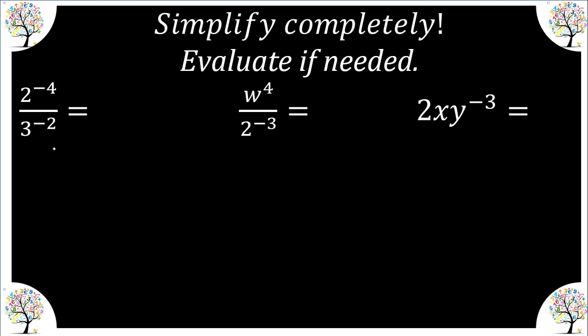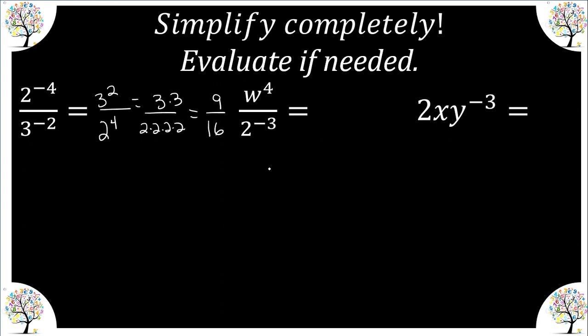Okay, let's evaluate these. So we see that the 2 to the negative 4 needs to be moved to the denominator. This 3 to the negative 2 needs to be moved to the top. And now I have all positive exponents. And so we have 3 times 3, and then we have 2 times 2 times 2 times 2. So we get 9 over 16.